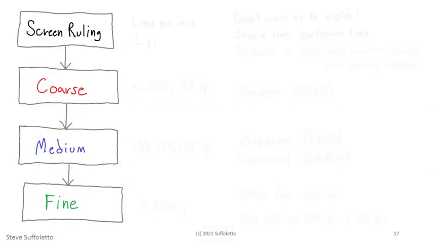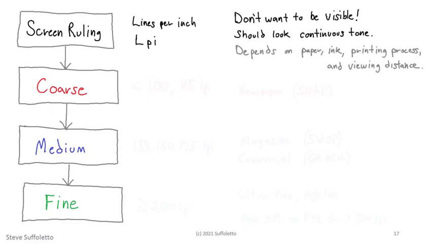The second characteristic of halftone dots is their screen ruling, measured in lines per inch or LPI. Now, the whole goal and objective of halftoning or screening is to make the image look continuous tone. So this is going to depend on the paper, the ink, the printing process, and the viewing distance. A typical viewing distance, when you read a newspaper or a magazine or a brochure, with your bent elbows, is about 18 inches from image to your eye.